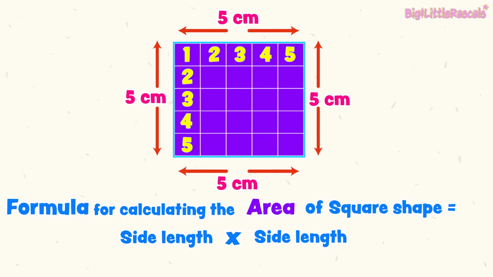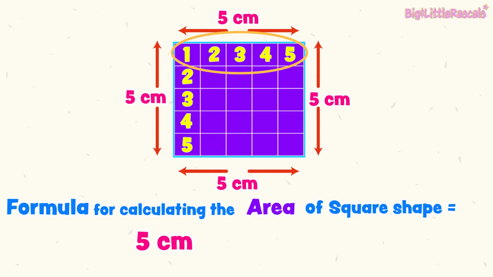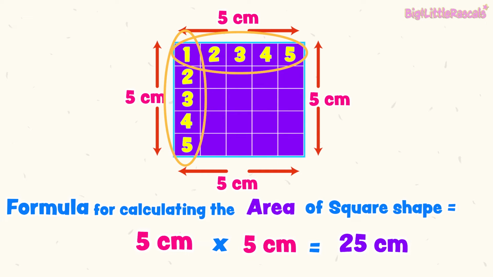The formula for calculating the area of the square shape is side length multiplied by side length. Square area equals 5 centimeters multiplied by 5 centimeters equals 25 square centimeters.